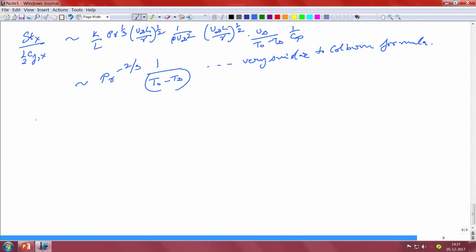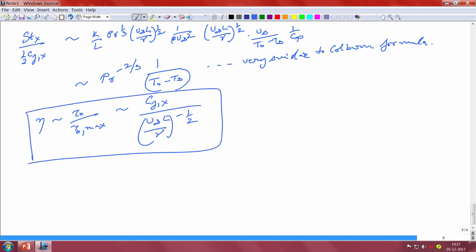Also, we get your eta actually equal to Cfx divided by u infinity L by gamma raised to the power of minus half. This is also what you get. So, we got a lot of detailed outcome for the temperatures, and we also got a lot of detailed insights into the external flow.